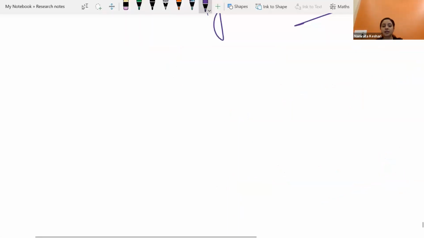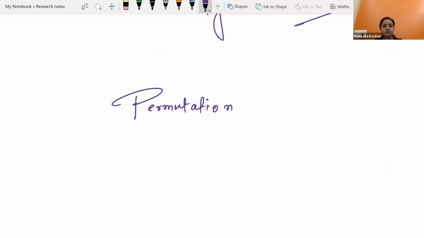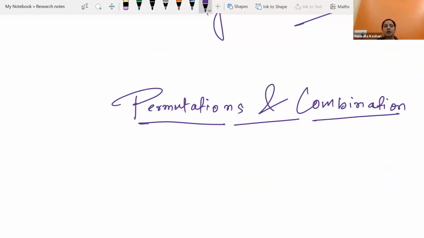So here we'll be starting the concept of permutations and combinations. Basically here we will learn how to count certain things. Suppose we are having a scenario.